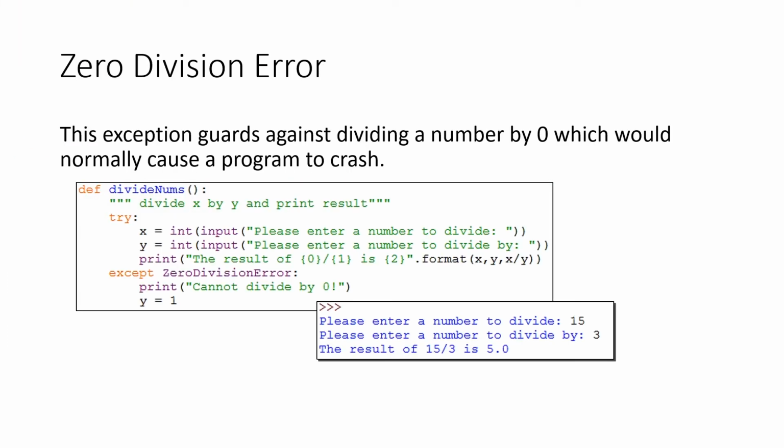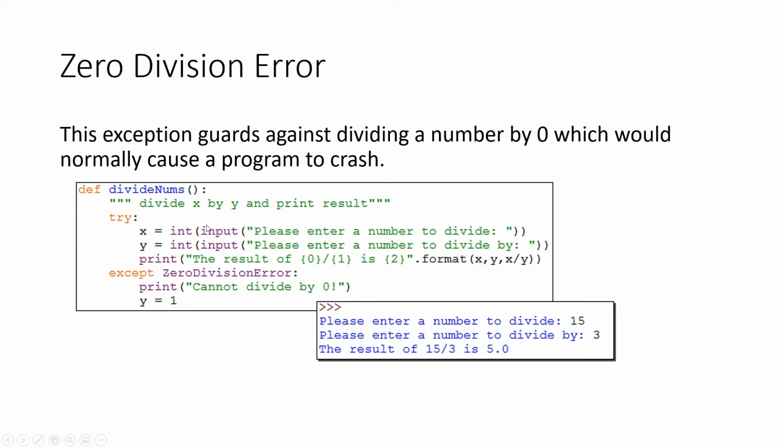Next kind of error is a zero division error. Basically, if you divide something by 0, it's going to cause you a problem. So here's an example here. You've got a subroutine, and it looks like a procedure because I don't see anything returning, called divide nums. A little docstring telling you what it's doing, and then your try and your except.